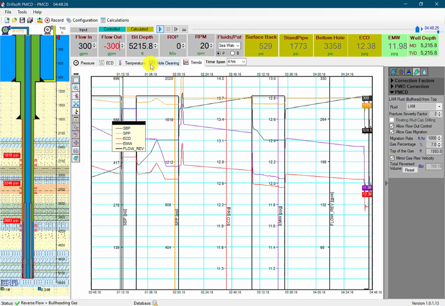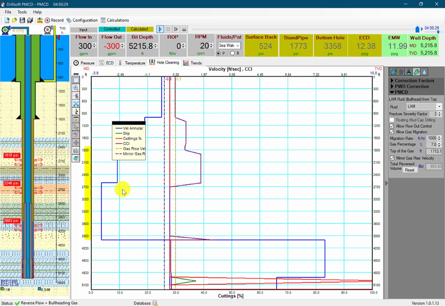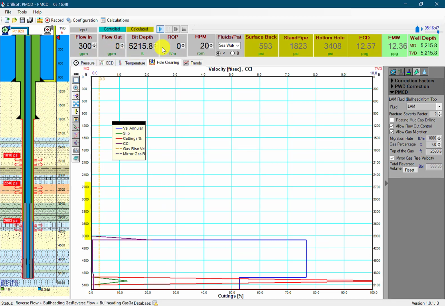So this immediately pushes the gas back down. You track where the gas is here, and the surface back pressure also goes down. So it's no longer changing. It's stopped at 490. That means the gas is no longer migrating. It's no longer moving above the top fracture. We can go ahead and stop bullheading and begin drilling the well again.